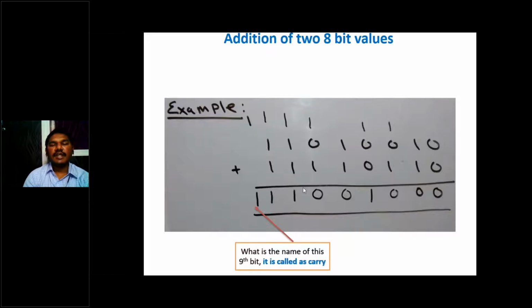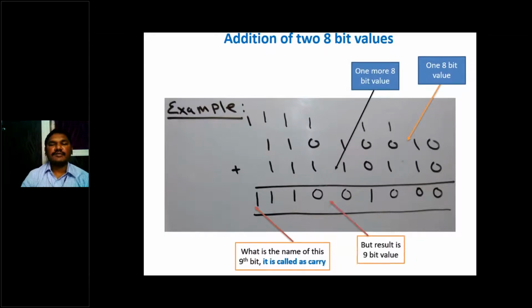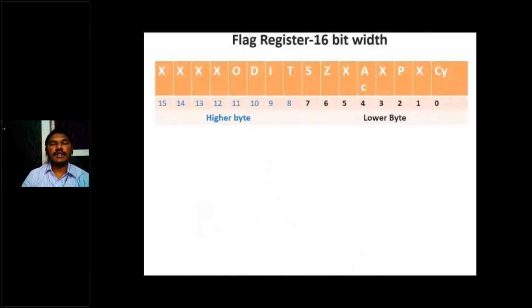Because when I have an 8-bit addition, I get 9 bits. You see 1, 2, 3, 4, 5, 6, 7, 8, and 9. So what is the name of this ninth bit? It is called the carry. Where will this carry be stored? This carry will be stored in the flag register of 8086. Let's see here. CY is called the carry, to indicate the final bit of the addition or subtraction. Subtraction with borrow is also indicated by this carry only.